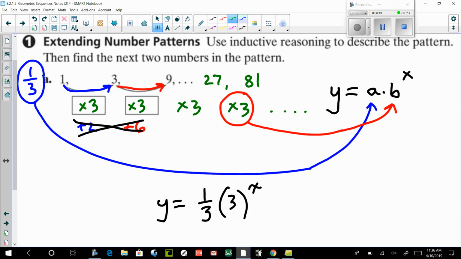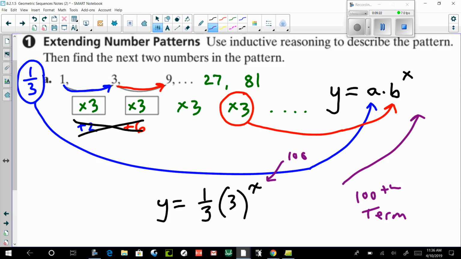If I wanted to find the 100th number in this sequence, so we wanted to go way over here and find the 100th term, I would simply plug in 100 for x and simplify. If I did plug in 100, you can go ahead and try this at home. If you plug in 100, you're going to end up with something like, I'm calculating right now. I don't have it in front of me.